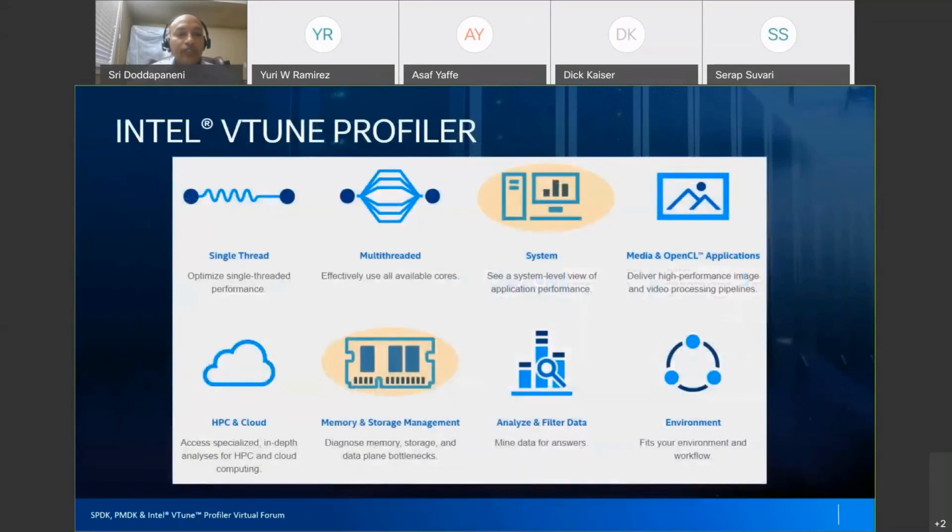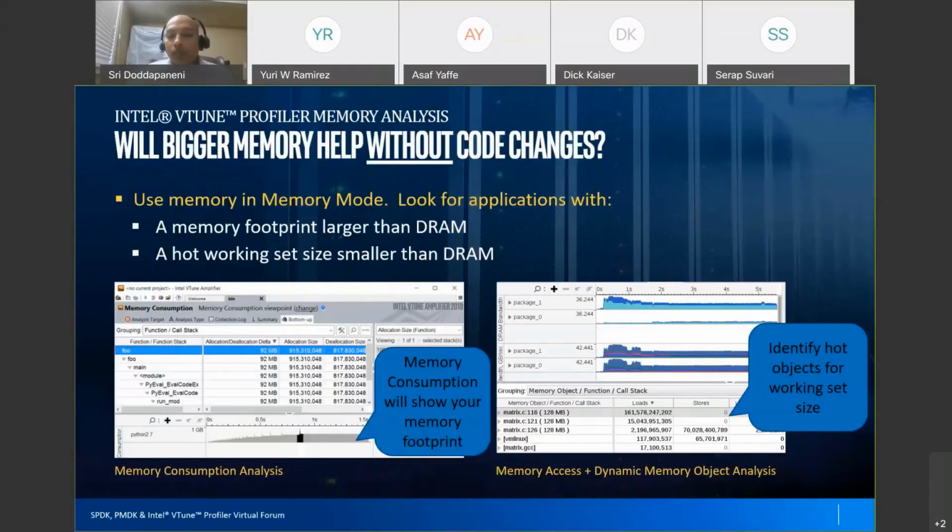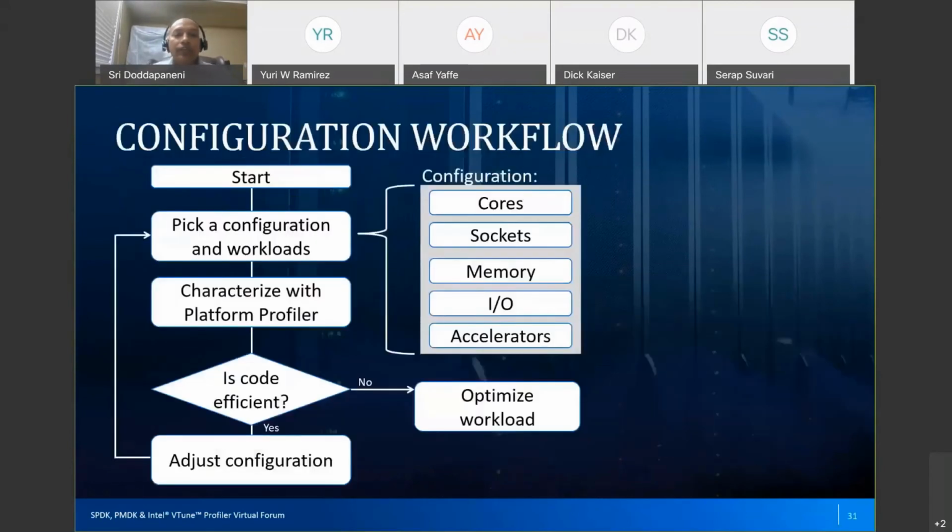And then with Vtune itself, we talked about how you could be focused on trying to improve your single thread performance, or your parallel or multi-threaded performance, or overall system view for different segments like HPC and cloud, or for persistent memory storage, embedded, and also media and OpenCL. So I think that part is going to be covered in even more depth later. It's Data Parallel C++ and oneAPI. I think I could probably skip this and then really go into the configuration workflow.